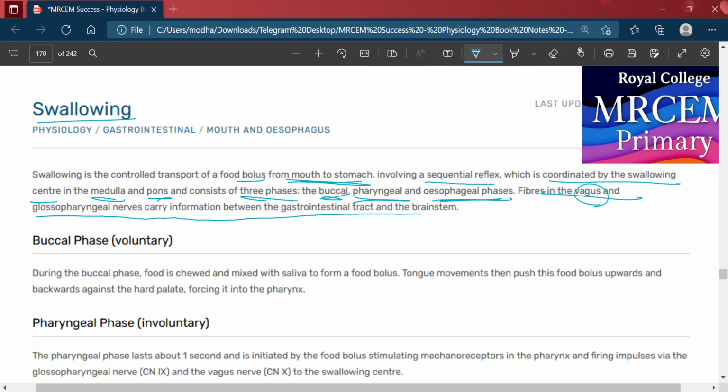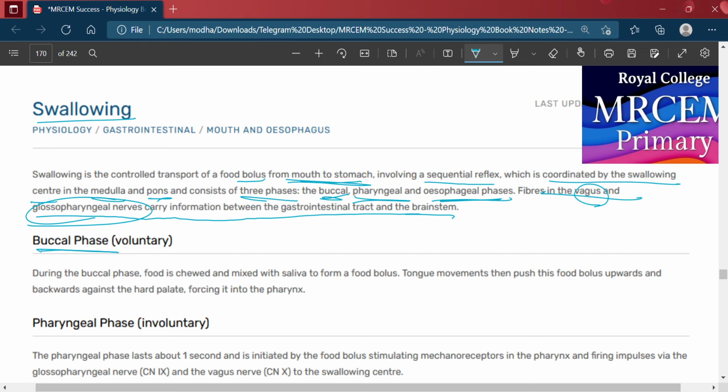Fibers in the vagus and the glossopharyngeal nerve carry information between the gastrointestinal tract and the brainstem. Swallowing is divided into three phases: the buccal phase, the pharyngeal phase, and the esophageal phase.